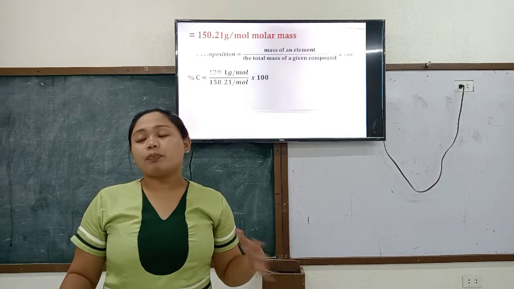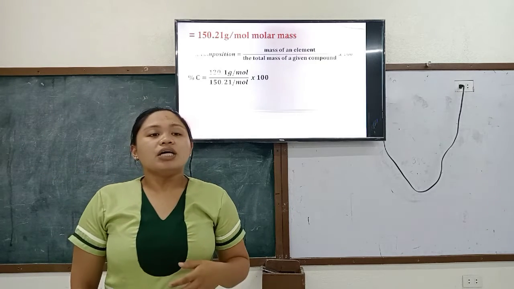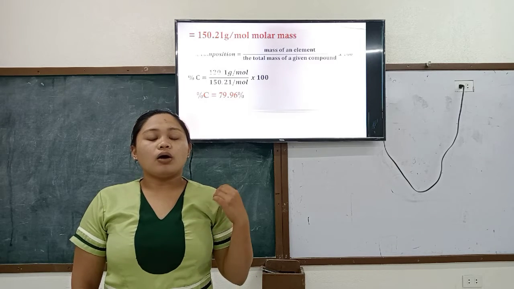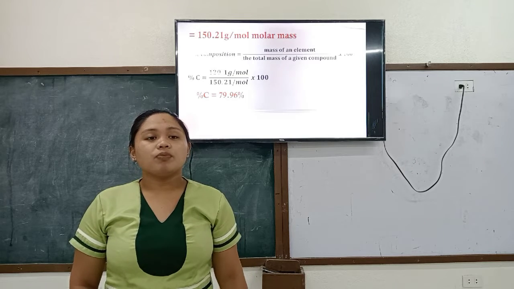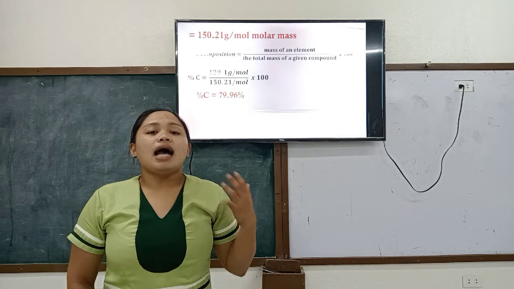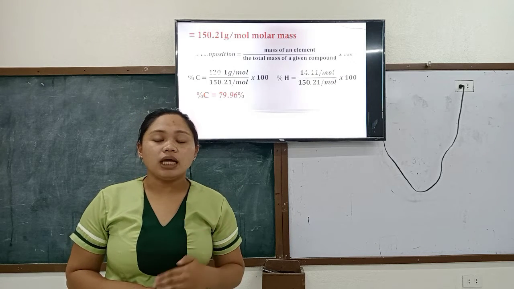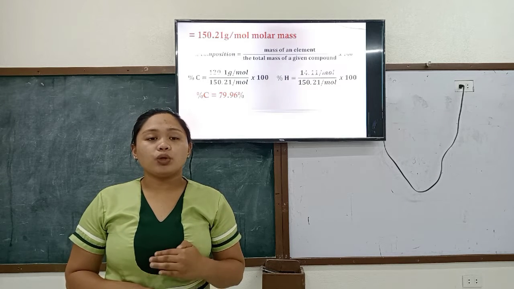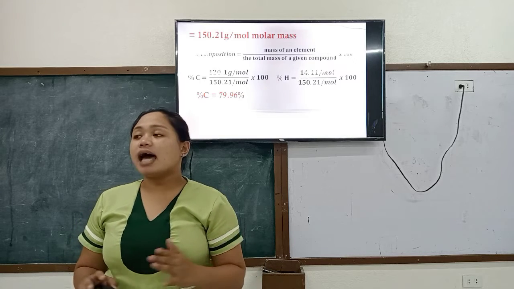Now, what is the answer of the percent of carbon, class? Anyone? Yes, that's correct. So the answer is 79.96% of the percent of carbon. Okay, any questions? If none, let us now substitute the percent of the hydrogen. So, the percent of hydrogen equals 14.11 grams over mole over 150.21 grams over mole times 100%. Now, what is the answer, class?